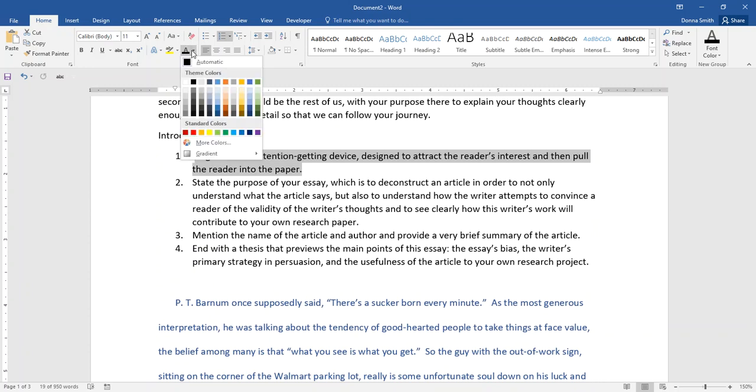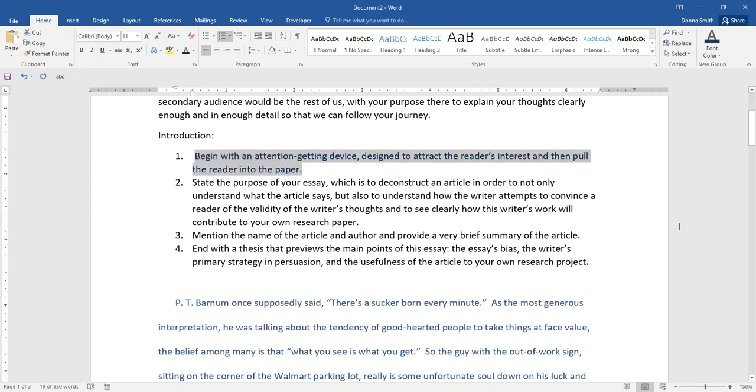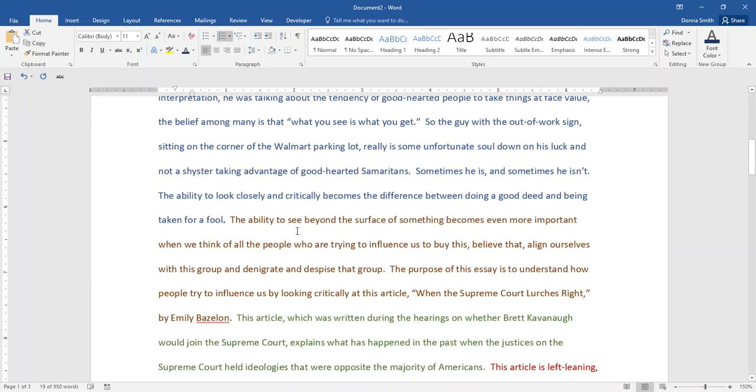So all of that was this. Now I'm going to state the purpose of my paper. The ability to see beyond the surface of something becomes even more important when we think of all of the people who are trying to influence us to buy this, believe that, align ourselves with this group, and denigrate and despise that group. The purpose of this essay is to understand how people try to influence us by looking critically at this article, "When the Supreme Court Lurches Right" by Emily Bazelon.